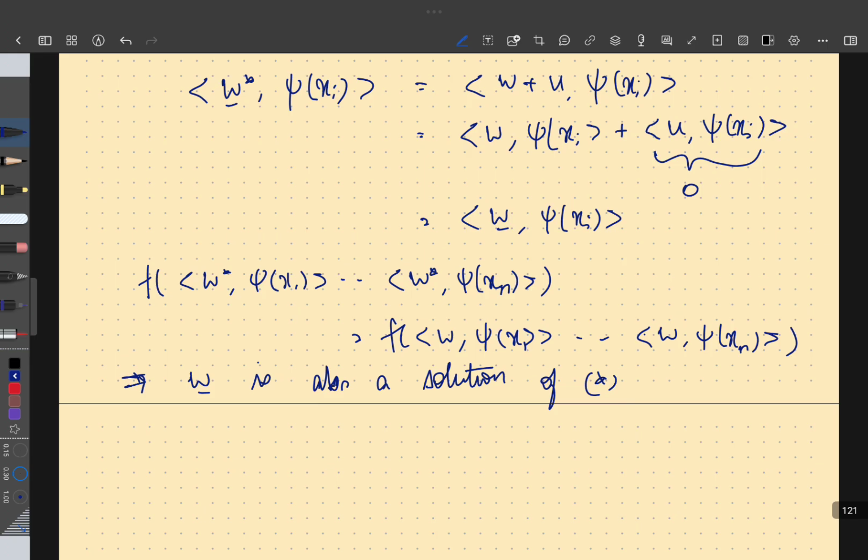So this means that in particular for the soft SVM, for kernel soft SVM, you can express any solution of the embedded soft SVM problem as a linear combination of the embedded data points.